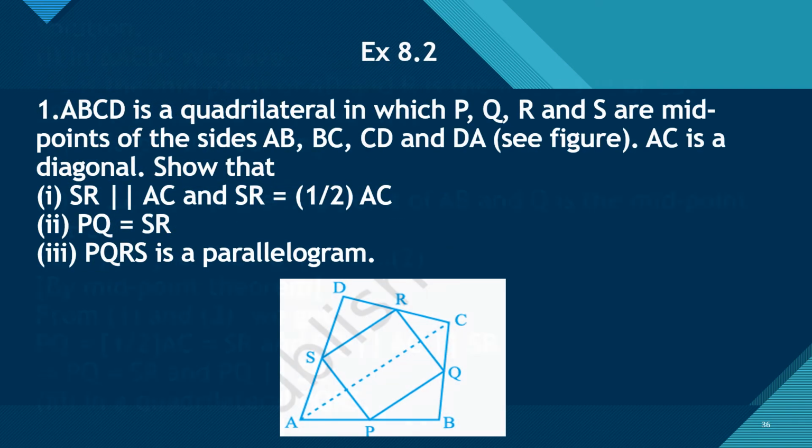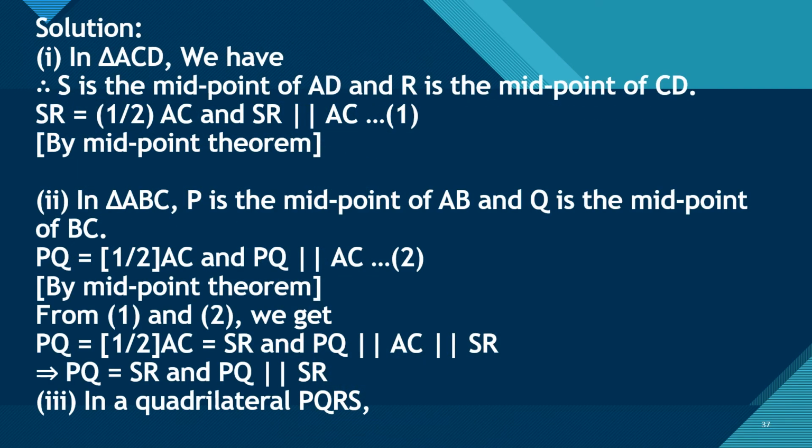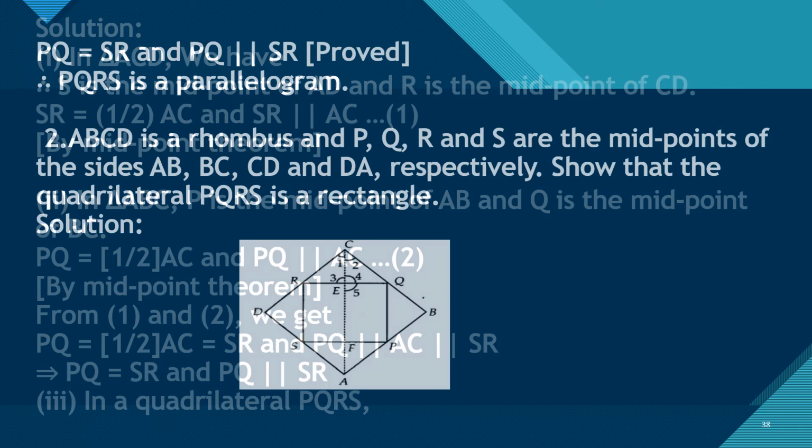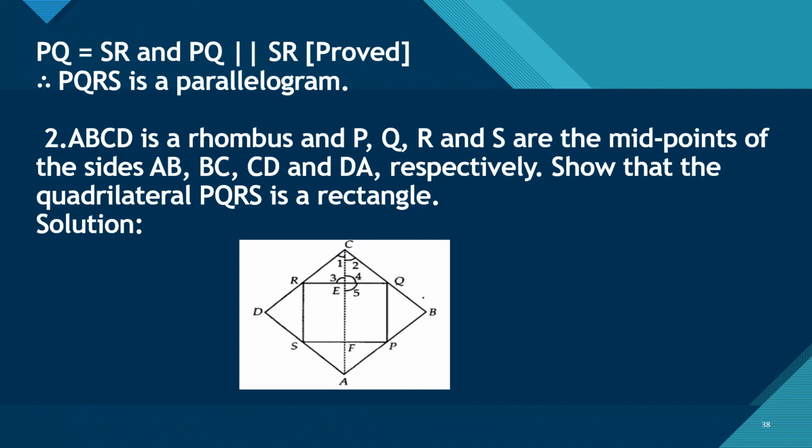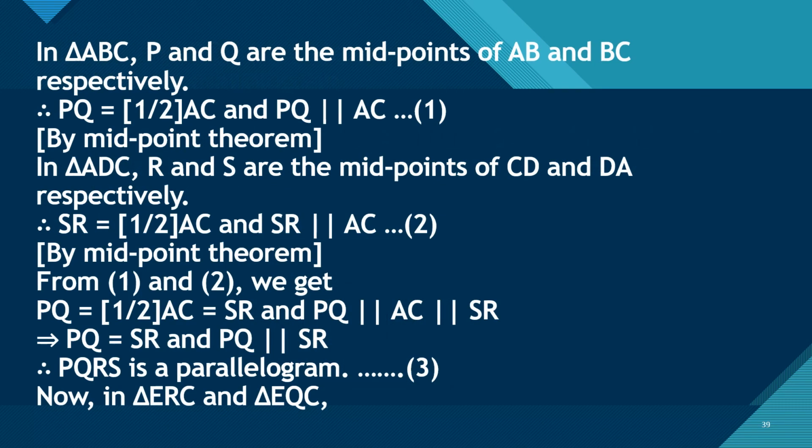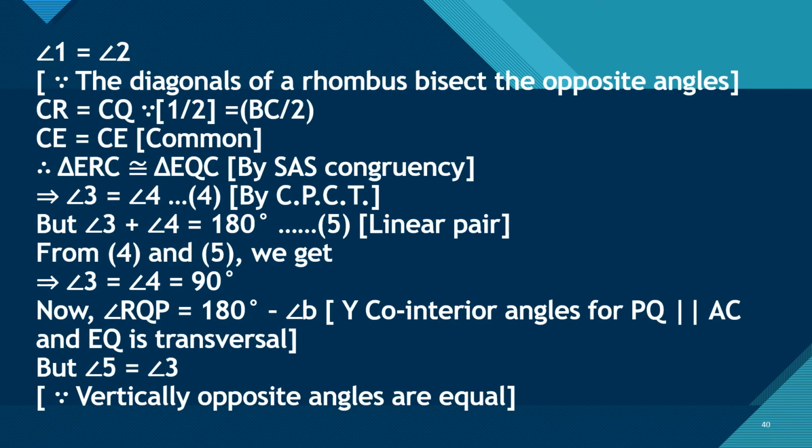Exercise 8.2, question number 1. ABCD is a quadrilateral in which P, Q, R and S are the midpoints of the sides AB, BC, CD and DA respectively. AC is a diagonal. Show that: 1. SP is parallel to AC and SP equals half of AC. 2. PQ equals SR. 3. PQRS is a parallelogram.